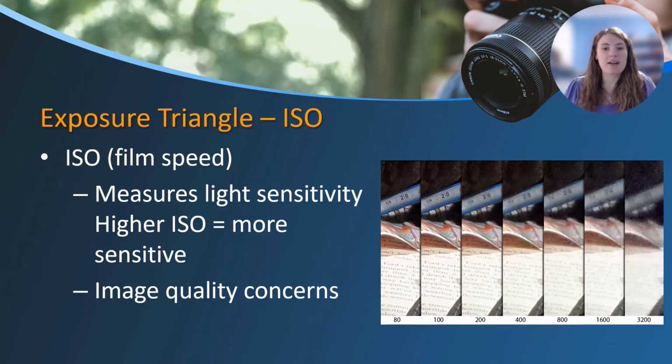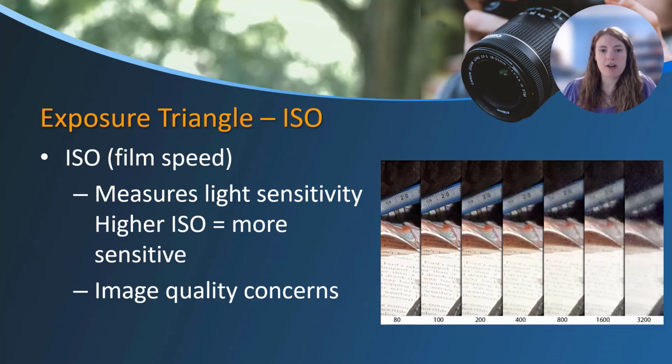The last part of the exposure triangle is the ISO. The term ISO comes from the old film days, but is still used on digital cameras today. The original meaning of ISO referred to the film speed, which was labeled on the film using International Standards Organization numbers, ISO numbers. ISO relates to the sensitivity of the film to light, and now relates to the sensitivity of the digital sensor to light.